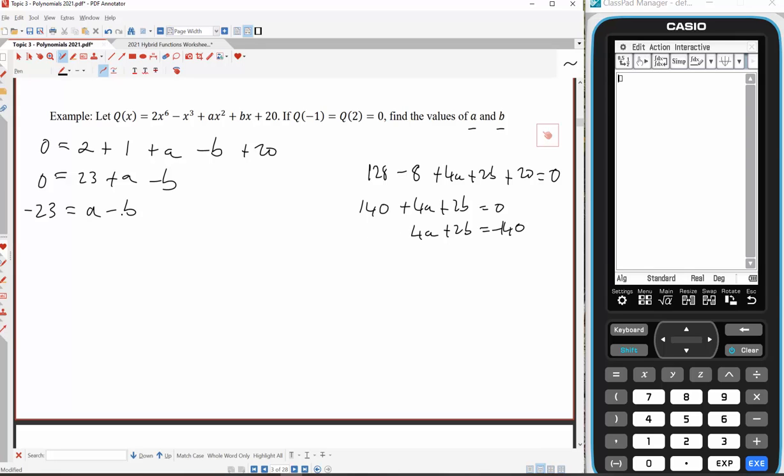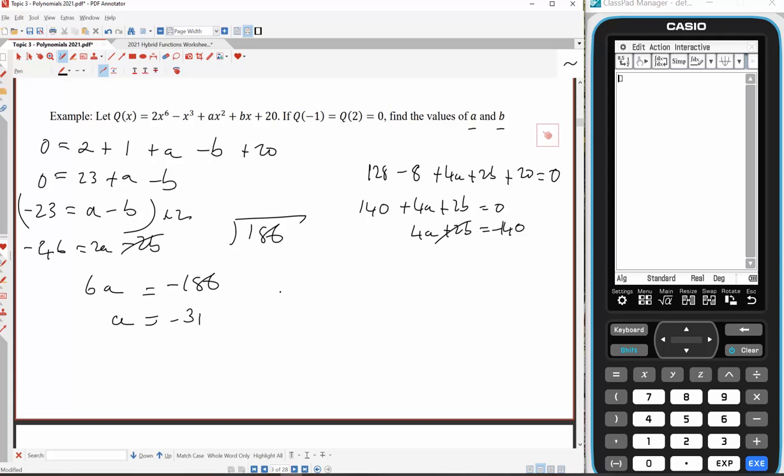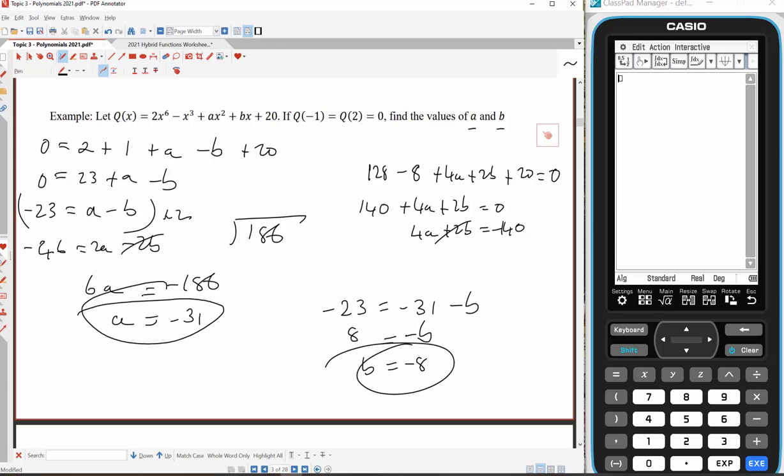Alright, so what I'll do is I want to eliminate b, so I'm going to multiply this whole thing by 2. Negative 46 equals 2a, take 2b. Now I'm going to add them together. So b's are going to cancel out or eliminate. I'm going to get 6a equals negative 186. Now I'm going to divide by 6, so you could set it up as division if you wanted, but I can see that it's going to go in there negative 31 times. Alright, now what we'll do is we'll pop a equals negative 31 into this. So negative 23 equals negative 31, take b, add 31 to both sides, 8 equals negative b, b equals negative 8. There's my value of a and b.